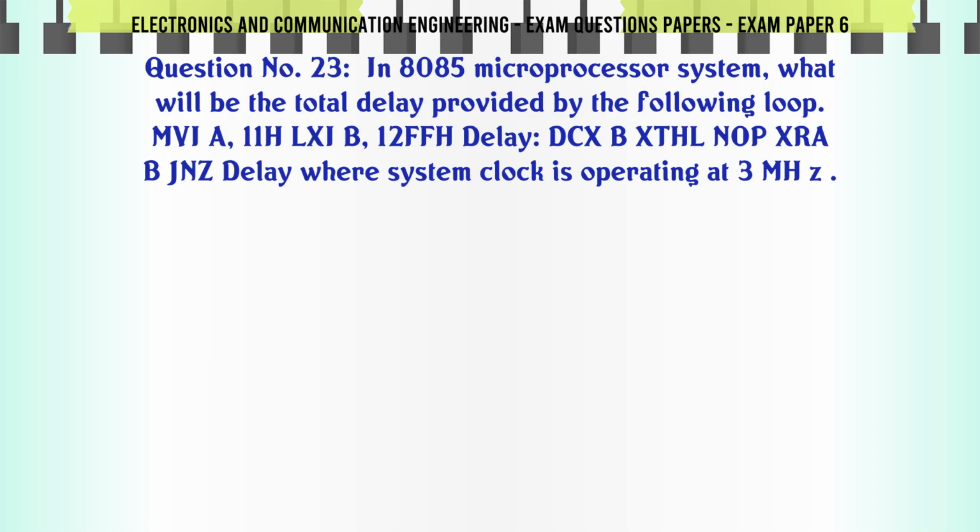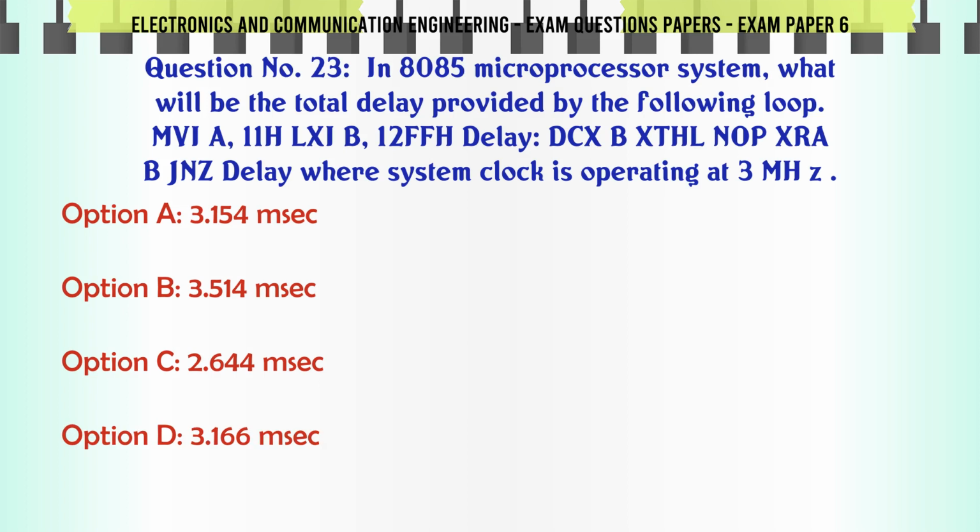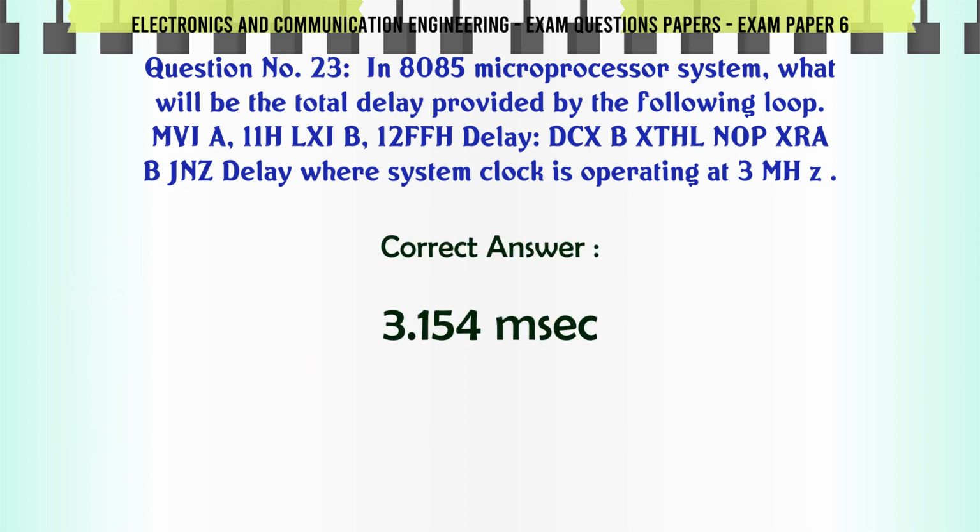In 8085 microprocessor system, what will be the total delay provided by the following loop? MVI A, 11H; LXI B, 12FFH; delay: DCX B; XTHL; NOP; XRA A; BJNZ delay, where system clock is operating at 3 MHz. A) 3.15 ms, B) 3.51 ms, C) 2.64 ms, D) 3.166 ms. The correct answer is 3.15 ms.